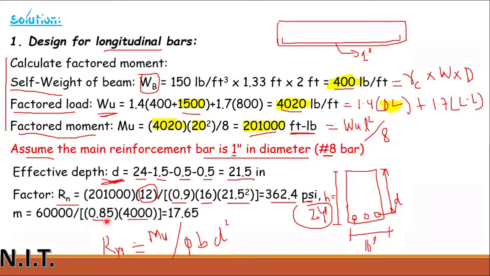0.85 is basically the factor. Fy divided by 0.85 Fc prime, where 60,000 is the value of Fy and 4,000 is the value of Fc prime. Just put these values together and you will get the answer of M, that is, M factor is equal to 17.65. Use these two factor values to calculate the reinforcement ratio.